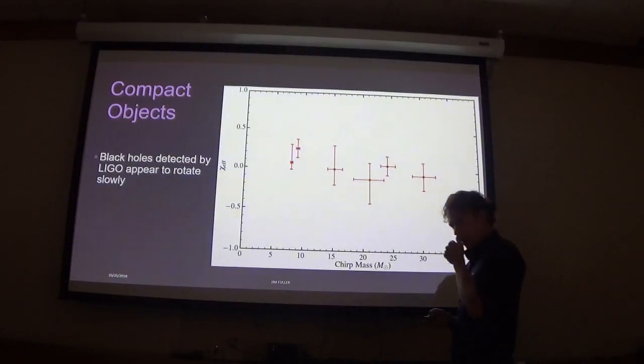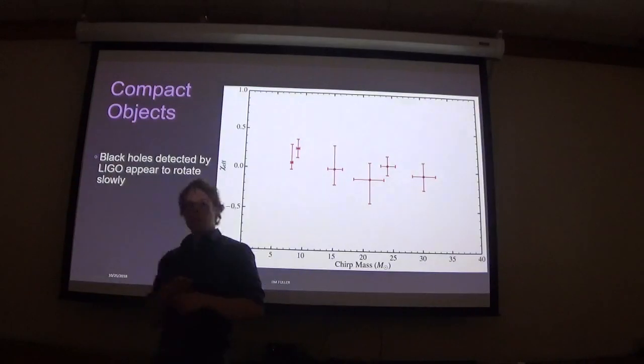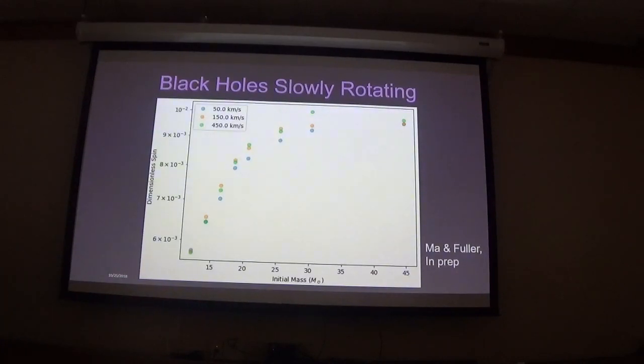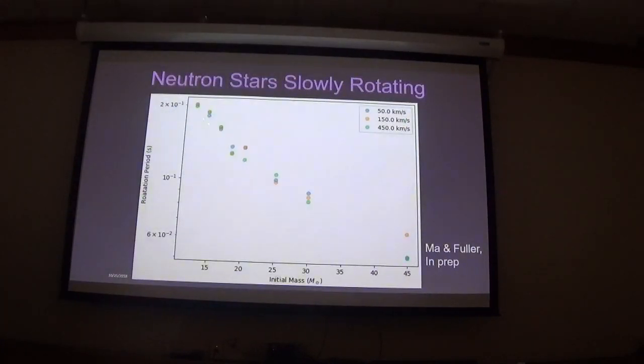Yeah, Vikram. Jim, what were those velocities in the previous ones? So these are surface rotation rates of our star. What you can see is that the final rotation rate is very insensitive to the initial rotation rate of our star.